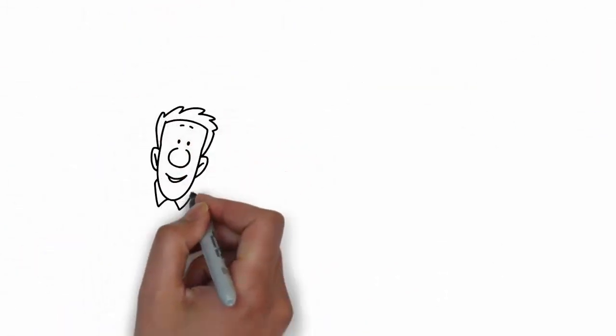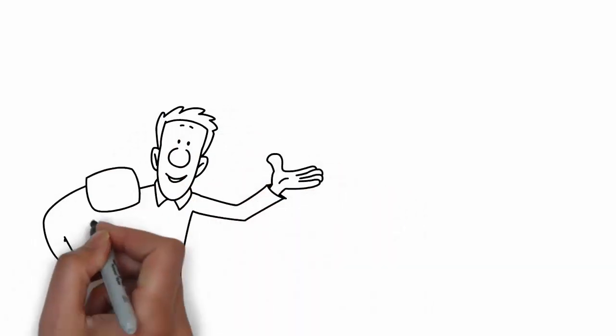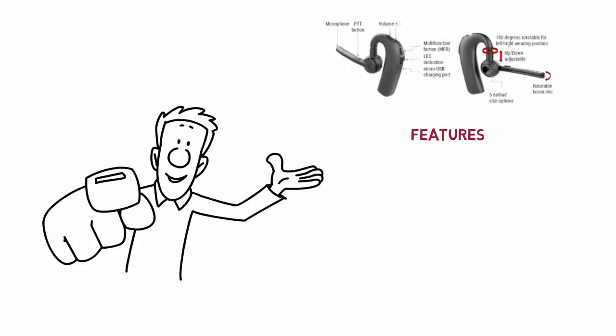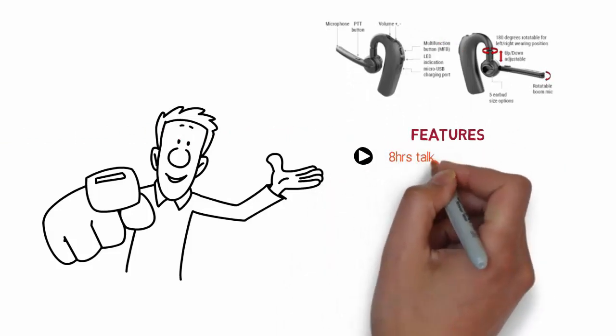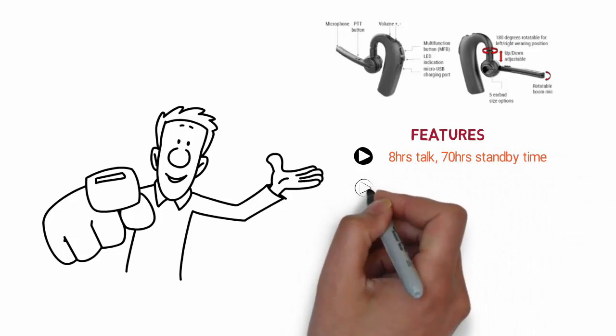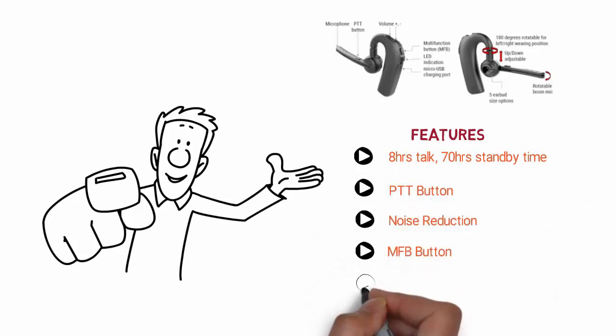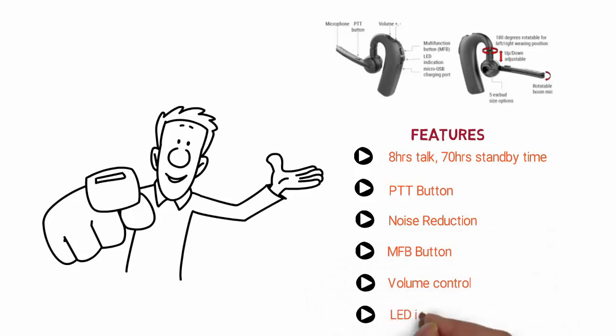Additionally, the Bluetooth wireless earpiece works with your Motorola two-way radios and wave applications. It has the following features: 8 hours talk, 70 hours standby time, PTT button, noise reduction, MFB button, volume control, LED indicator.